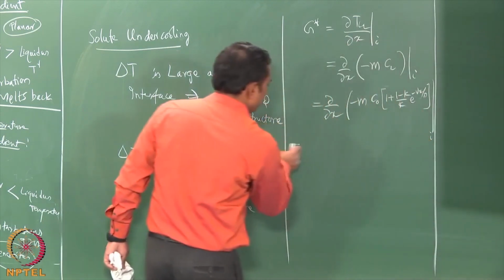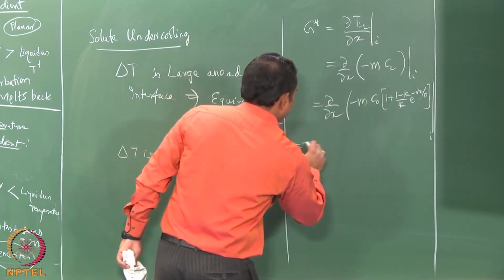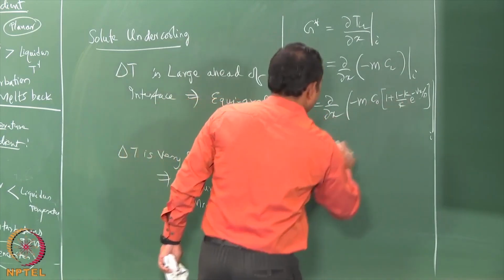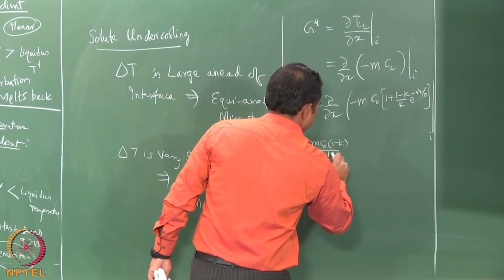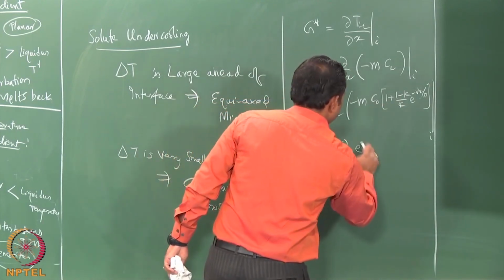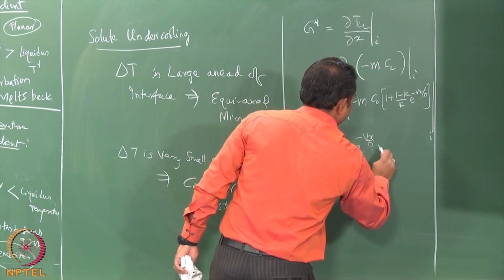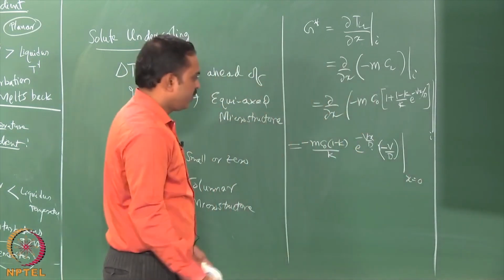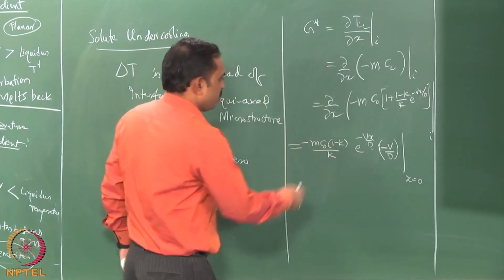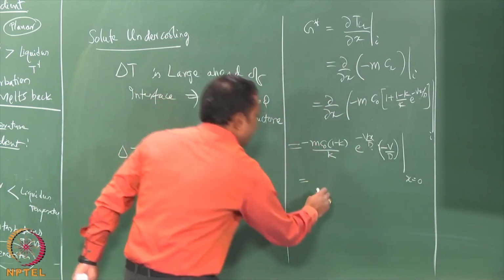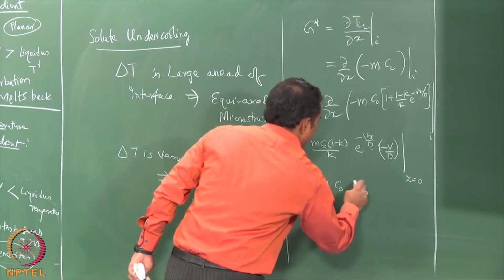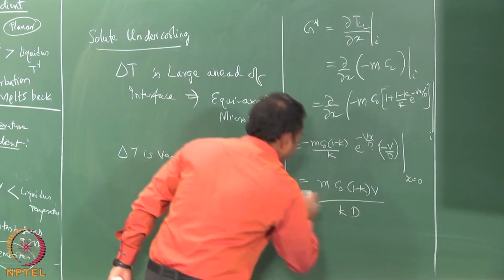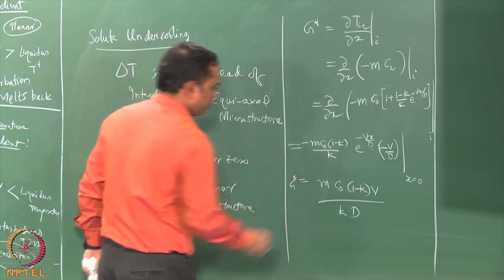So, you can then substitute that to see how it looks. That would be minus m C naught, and the 1 is gone because you are differentiating. So, you have (1 minus k) by k coming in, and you would have e raised to the power of minus V x by D into minus V by D at x equal to 0. And you know that at x equal to 0, this function anyway goes to 1. So, minus and minus get cancelled, and you would have a value like this: m C naught into (1 minus k) times V divided by k times D. This is the value of G star.